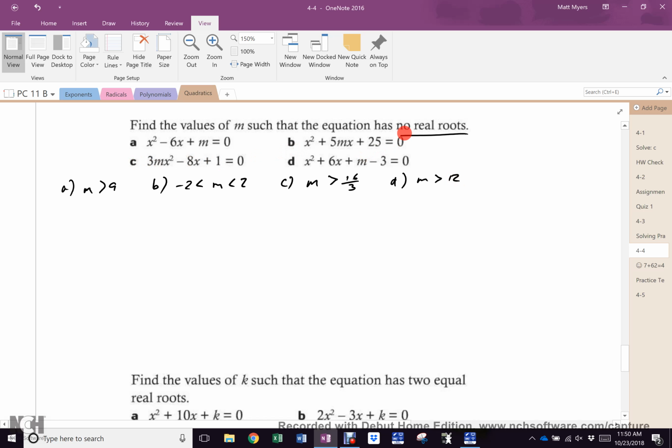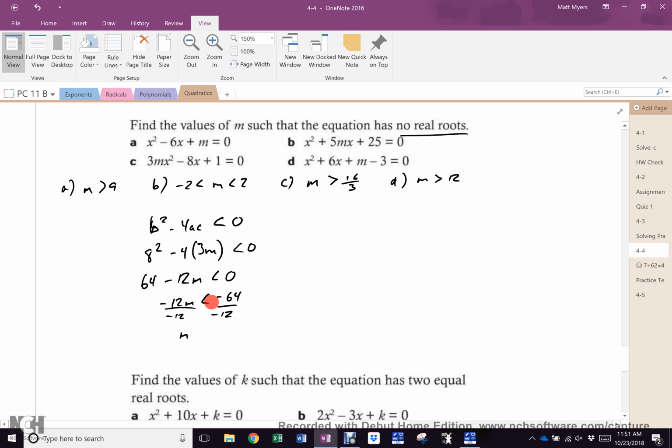So I only care about the discriminant, yes? And since it has no real roots, my discriminant, b squared minus 4ac, must be less than 0, yes? So in C, I have 8 squared minus 4 times what's A? 3m. And what's C? 1. So I don't need to write it, right? So 64 minus 12m has to be less than 0, yes? So negative 12m has to be less than negative 64, yes? Divide by negative 12, divide by negative 12.